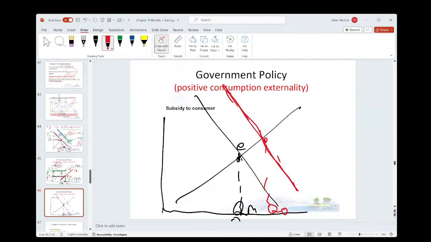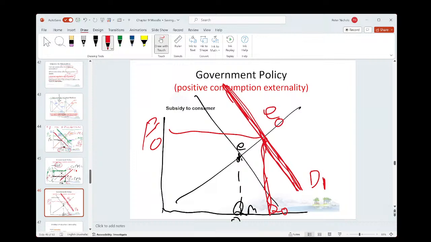You'll note in the last diagram, the government intervention moved supply. But here, the government intervention is going to move demand. And when they move demand, the equilibrium will go to EO. The price will go up to PO. The quantity is at QO. And how did this happen? This happened because the government gave a subsidy to the consumer.